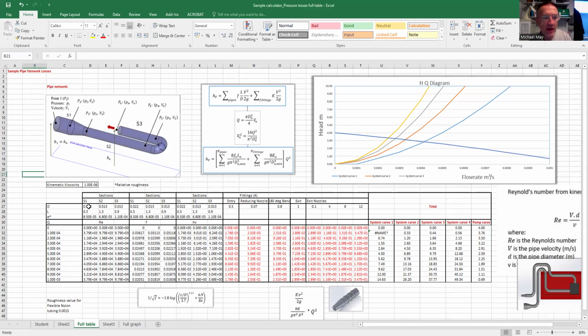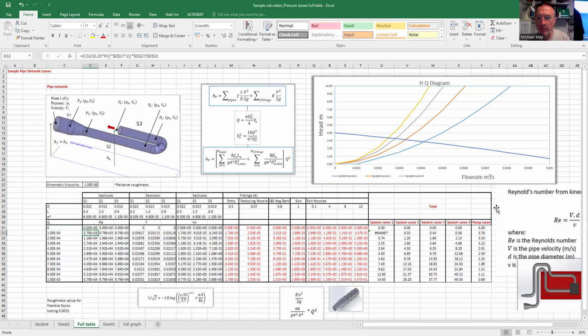Reynolds number, we have S1, S2, and S3. We have the diameters, we have the lengths of those sections, and we have the relative roughness, which is the surface roughness on the inside of the pipe divided by the inner diameter of the pipe. And then we have Reynolds number typed in here. You'll see the equation written up here.